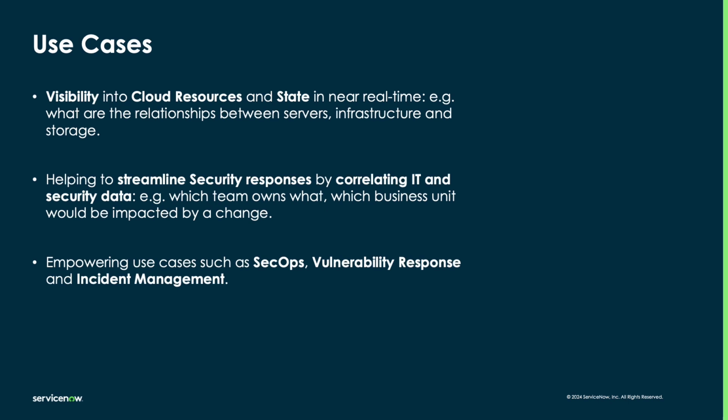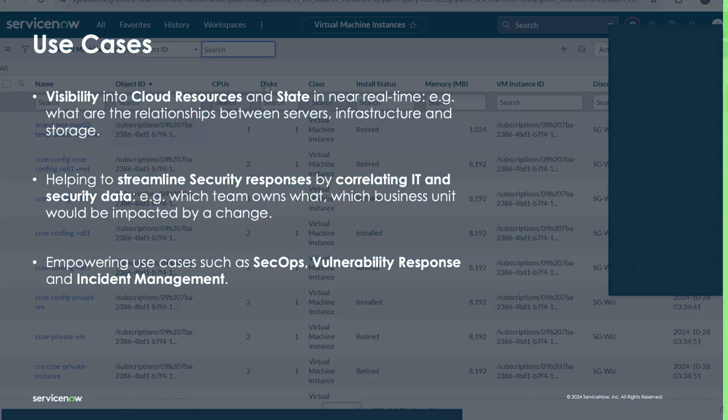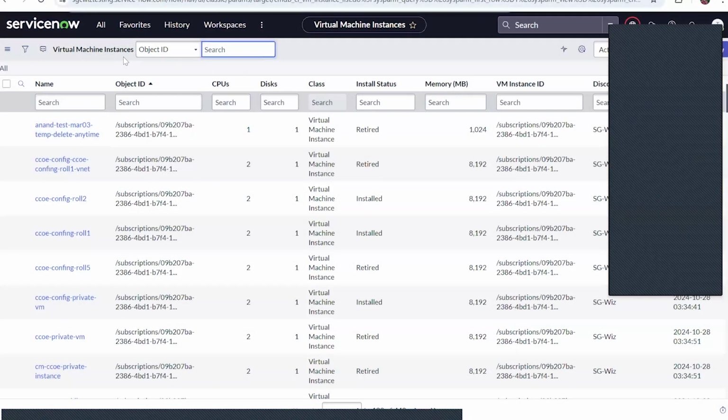Now, I will switch to a very quick demo in which I will show the data that are featured in Service Graph Connector. This is an example of one of the classes that we pull to Service Graph Connector for Wiz. We are in the virtual machine instance, in which we see object ID, CPU, disk, class, and so on.